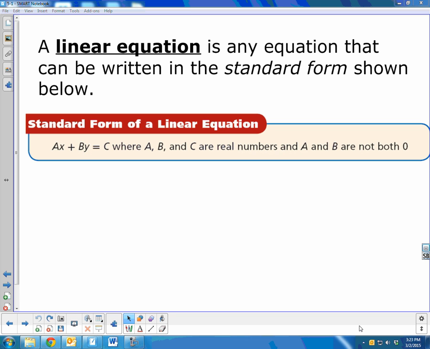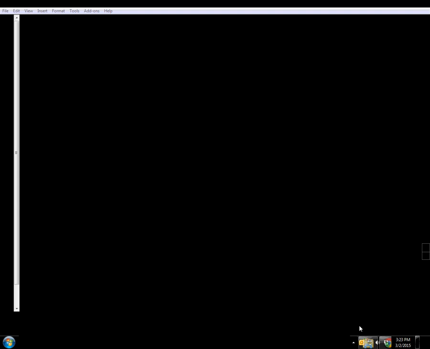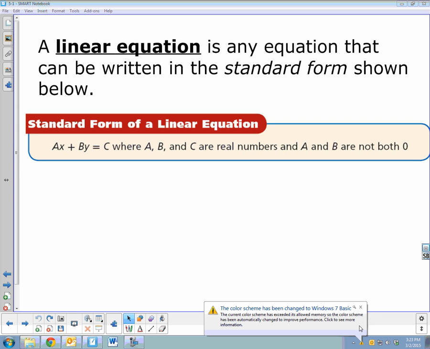a linear equation. Anthony Campbell, please come to the office immediately. Looking for Anthony. I don't know if you can hear that on the speaker or not.